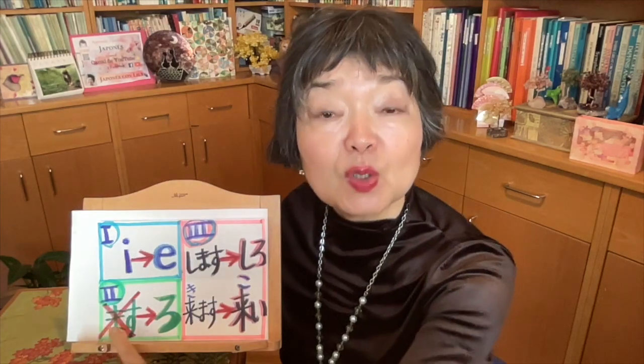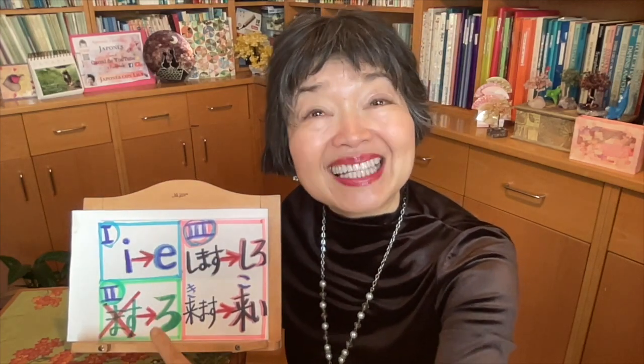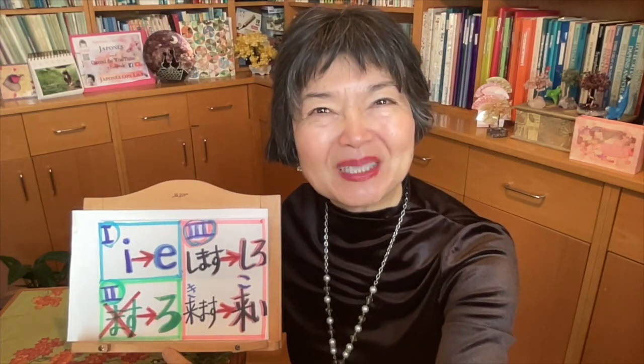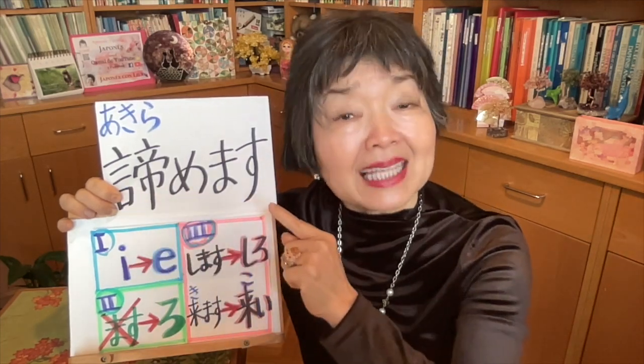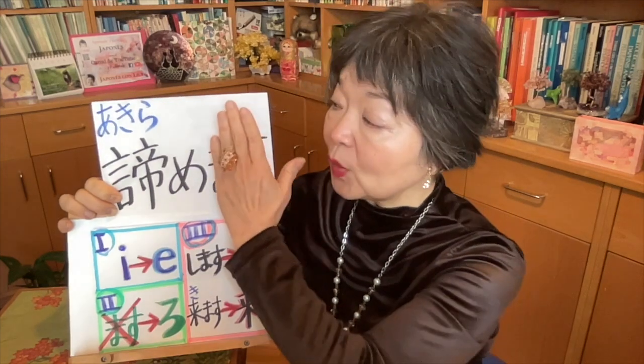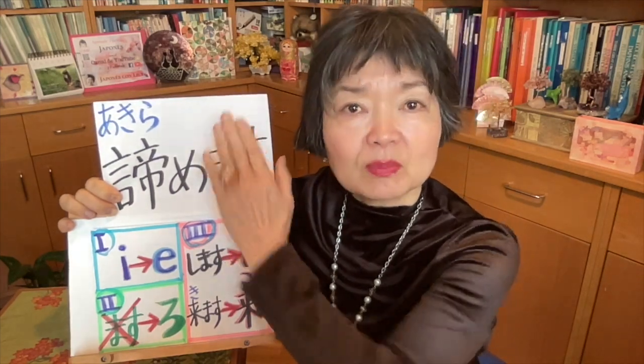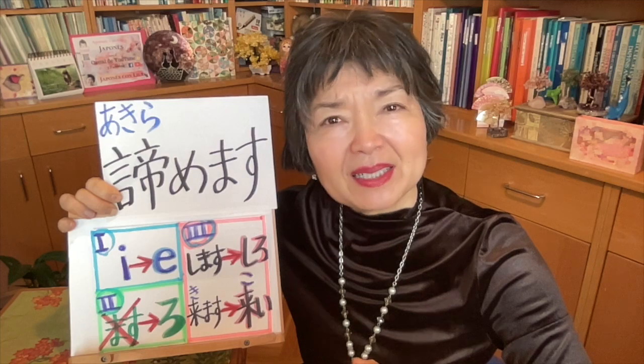Now group 2. This is much easier. Without ます, you change to ろ, ら り る れ ろ. Then this is imperative form. The verb to give up. 諦めます。So this is group 2. Without ます, 諦めろ。Give it up.